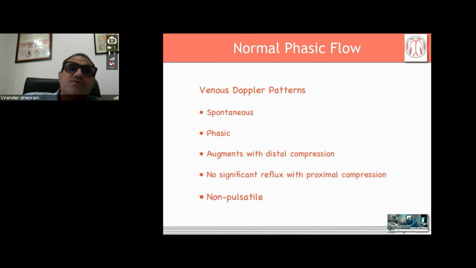So this is important. Normal phasic flow, venous Doppler patterns: spontaneous phasic flow, augments with distal compression, no significant reflux with proximal compression, and it is non-pulsatile. So these are the characteristics of the venous flow pattern which one should be aware of.